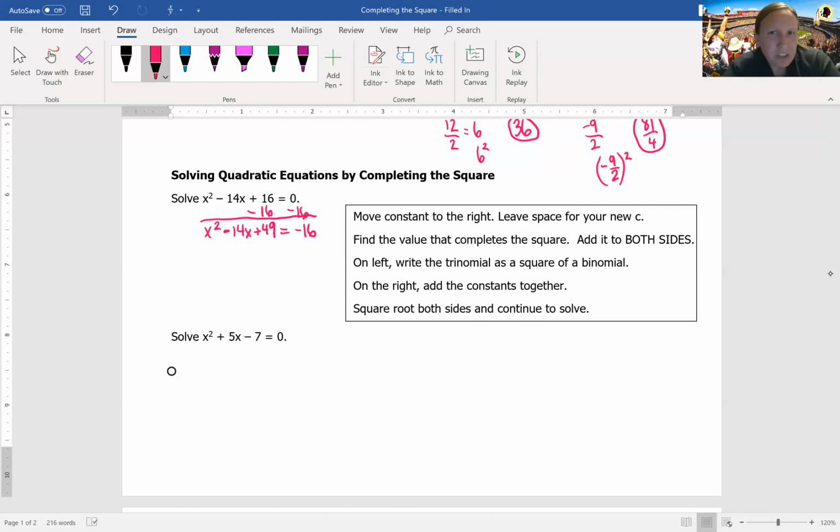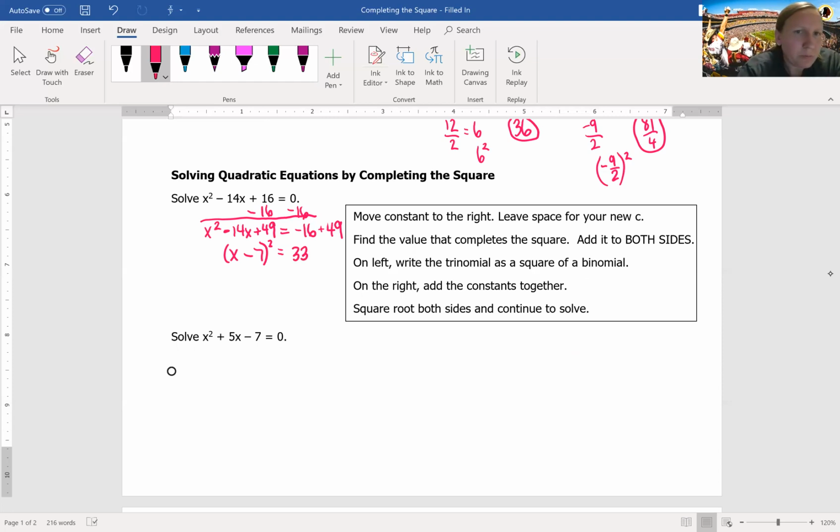But the rule of equations is whatever you do to one side, you have to do to both sides. So if we added 49 to the left side, we must also add 49 to the right side. Now on the left, we're going to take that trinomial and write it as the square of a binomial. So that would be x minus 7 squared. On the right side, we're just going to add those constants together. So that is 33.